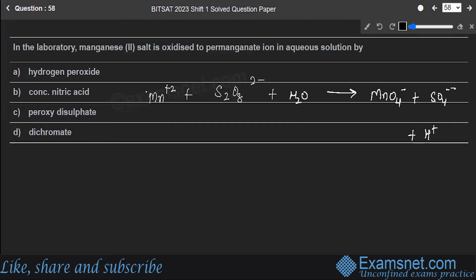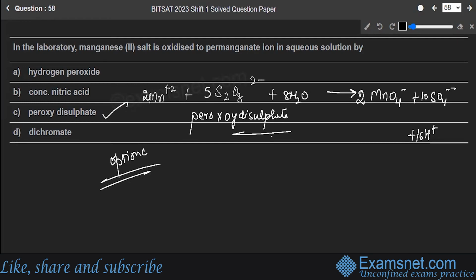So let's do the balancing. Here will be 2, 5, 8. Here will be 2, then 10 and 16 over here. So this is peroxydisulfate. So we have C option as the correct answer. Hope you got that. Next is question number 59.